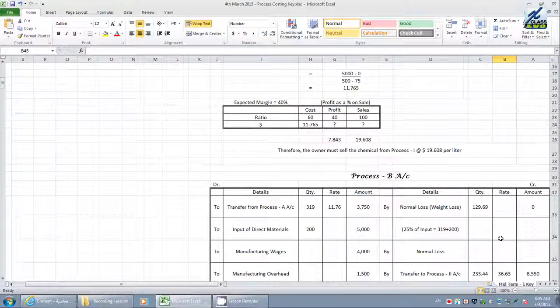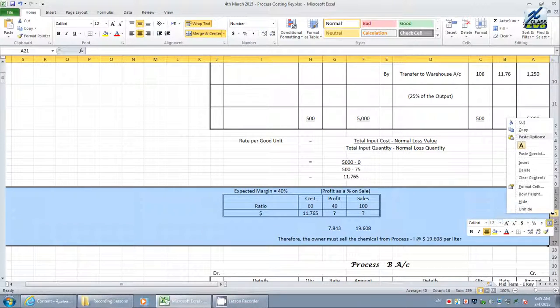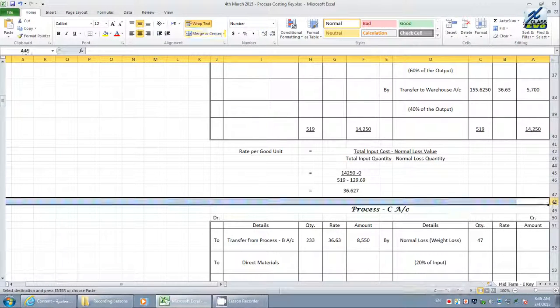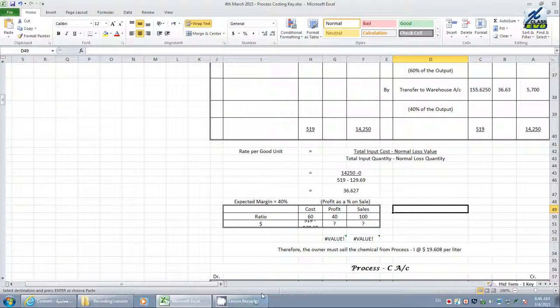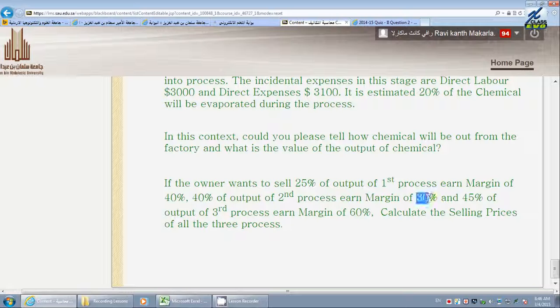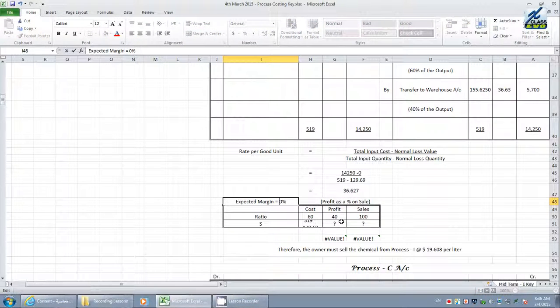Let's see now how much is to be sold in the market. The quantum per unit you have to take into consideration here. Let's see the same syntax, how to do whatever you have done earlier. The same way, let us do it. In the question they say how much margin they want. The owner wants to earn a margin of 30%. What's the margin here? Margin is 30%.